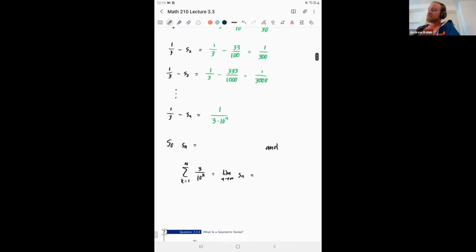Well, this is nifty because we can now solve for Sn. I mean, this is a formula involving Sn. So let's just solve for Sn and we'll get a formula for the nth partial sum of the series.